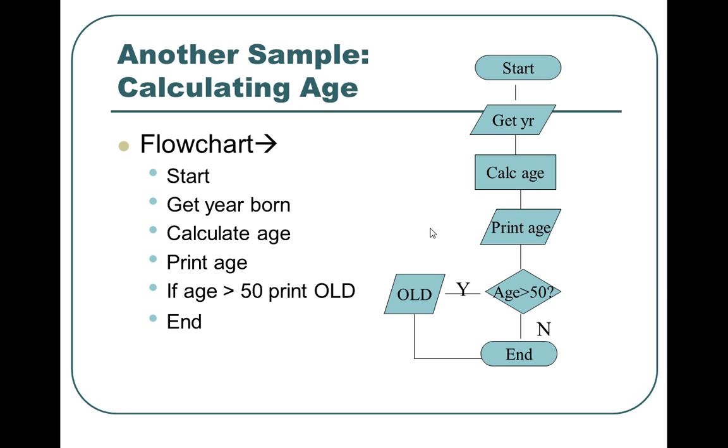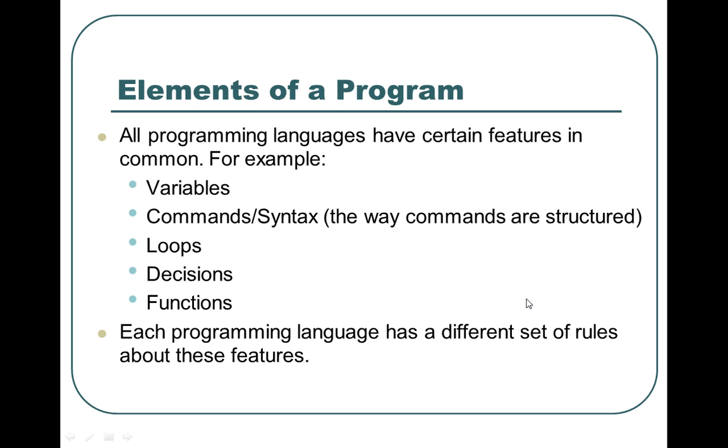This is another example, calculating the age, done with pseudocode. Then we also talked about a flowchart for the same example of calculating the age, and there is also a decision box. This is the decision box. Then we talked about the elements of a program like variables, commands, loops, decisions, and functions.